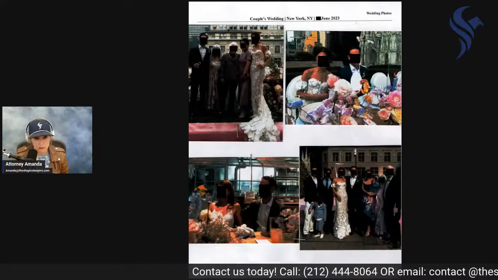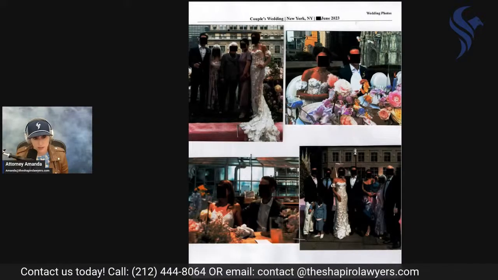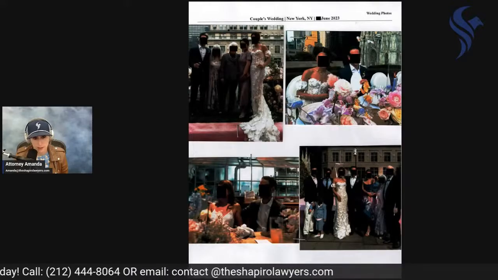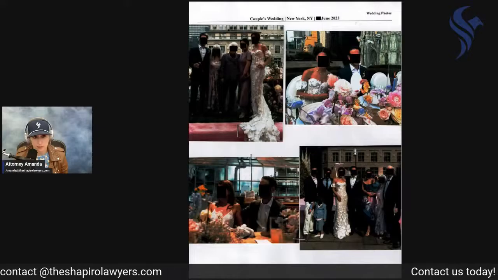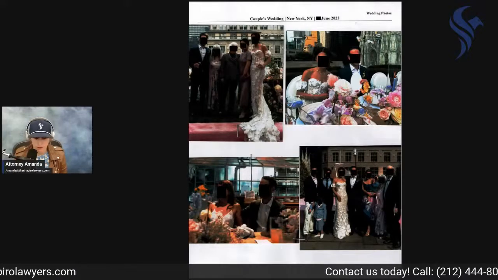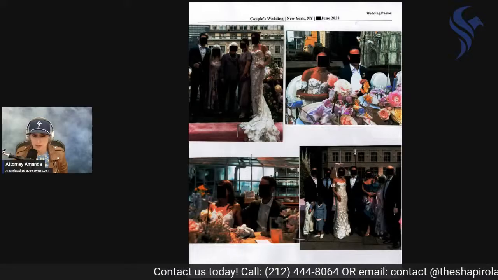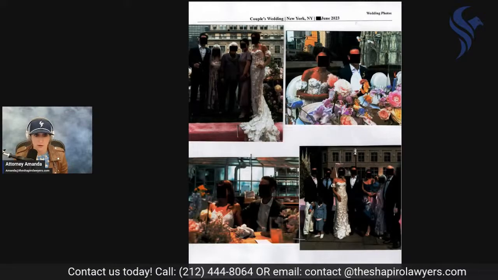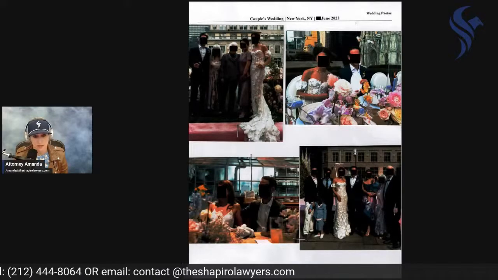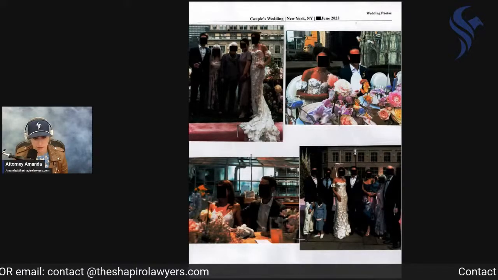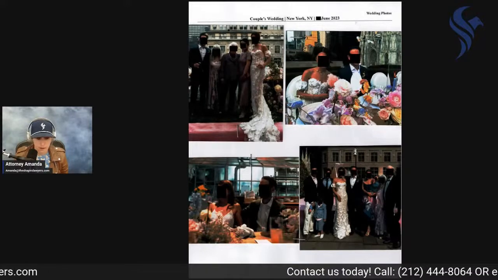Now we're getting into some of the photos with family and friends. Again, you could see that there's different people here. In wedding photos, it's usually clear who the bride and the groom are, so who the petitioner and the beneficiary are. But if it's not clear, what you can also do is draw in arrows and say petitioner, beneficiary, whatever it is.